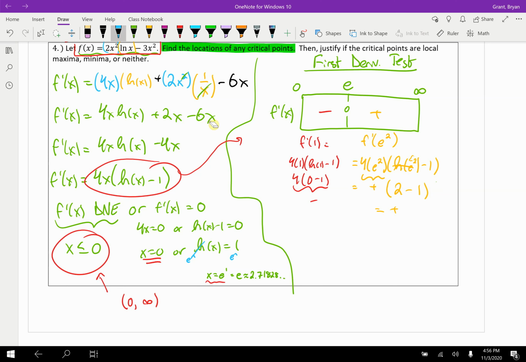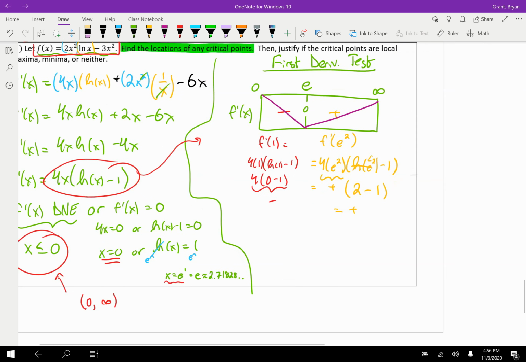So I think that tells us then that our original function, which I said I would do in red but then started using other functions in red, so let's do it in purple, we haven't used purple yet, will decrease and then increase. So it seems to me that e is a relative min. But that was the first derivative test. What about the second derivative test?